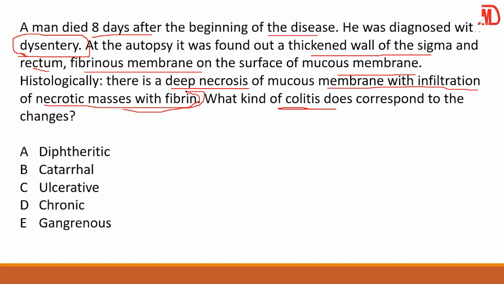But in fibrinous, we have two kinds. We have croupous, that is easily removable, and then we have diphtheric, that is not easily removable. So when this exudate or this mass can actually be removed, we call it croupous fibrinous. But if it is not easily removed, we call it diphtheric fibrinous.